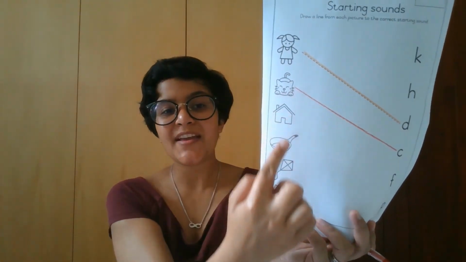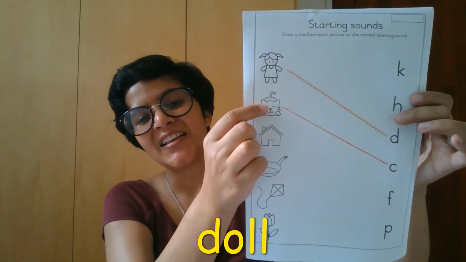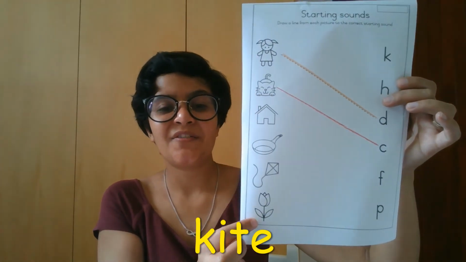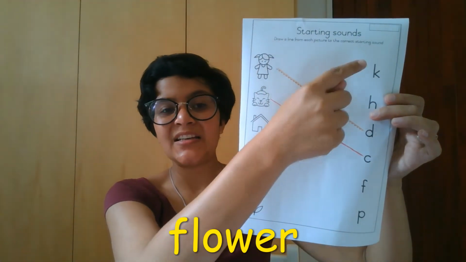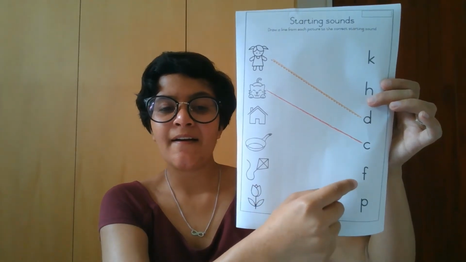So you guys can do the rest. Find the starting letters, use your ruler, use colors, or if you don't have colors, you can just use a pencil, that's fine. When you are done, you are going to color your pictures in. Let me just go through these with you one more time. So over here, we have a doll, cat, house, pan, kite, flower, and our letters on the side: K, H, D, K, P. And you guys can go through that on your own.